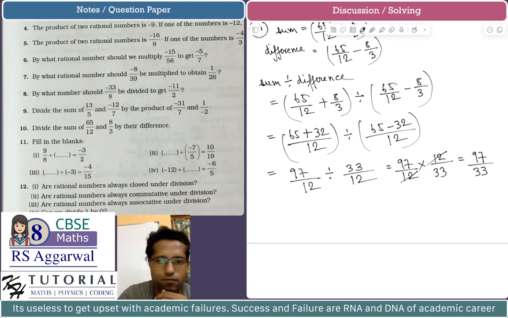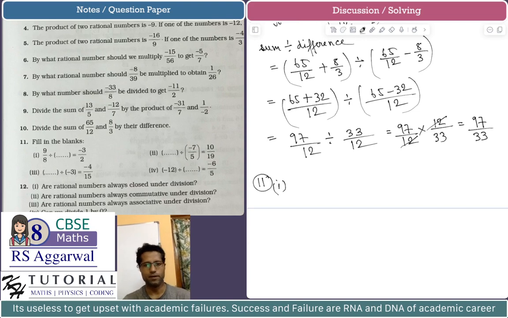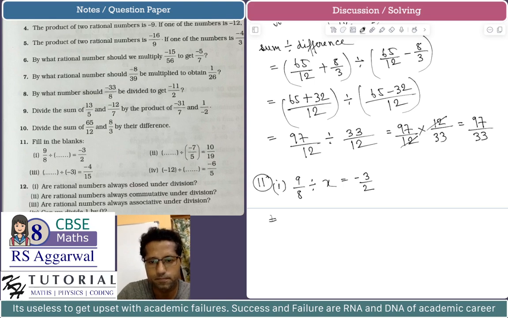Okay, fill in the blanks. Problem number 11 is fill in the blanks, part 1. In the fill in the blanks, the way I will do it, I will assume that the rational number that needs to be filled in is x. So the problem statement becomes 9 by x divided by x is equal to minus 3 by 2. So this implies 9 by x multiplied by 1 by x is equal to minus 3 by 2.